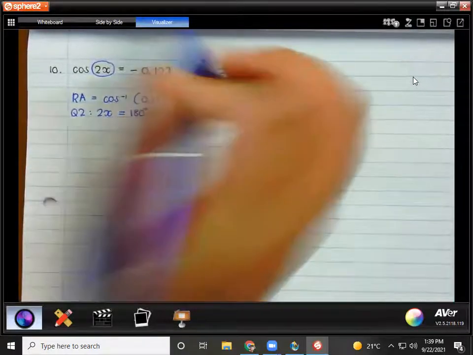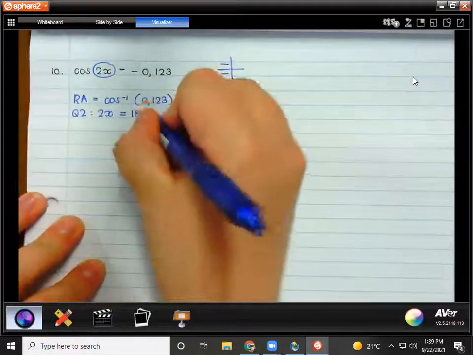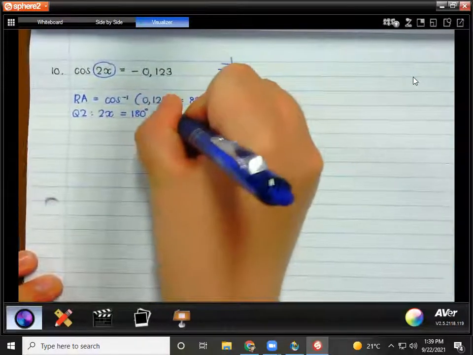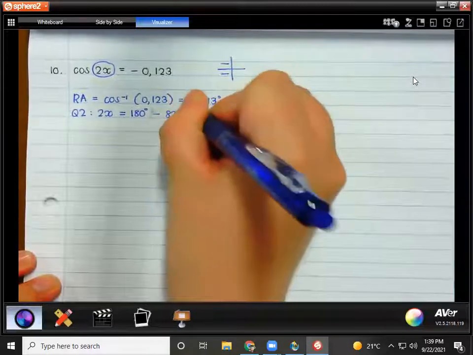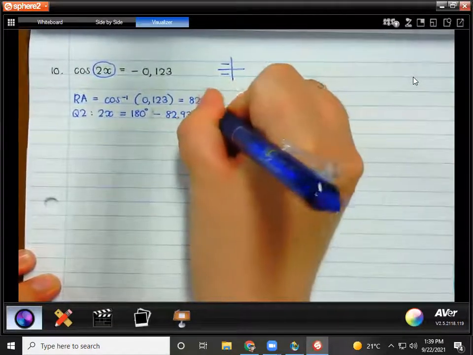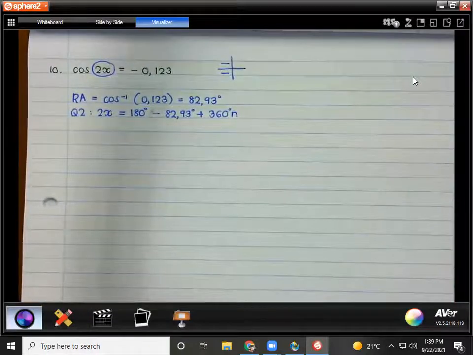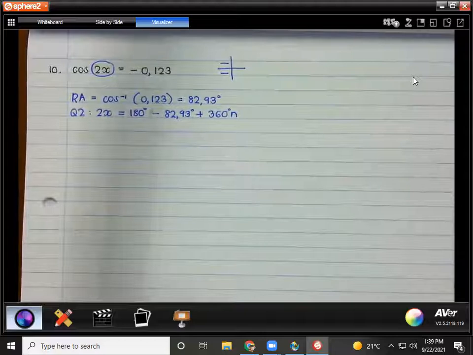What do we do in quadrant 2? 180 minus, oh, why am I thinking plus? Sorry, 180 minus the reference angle, which is 82.93 degrees. Immediately, guys, plus 360n. Yes. We are going to do it, but only in the next step.